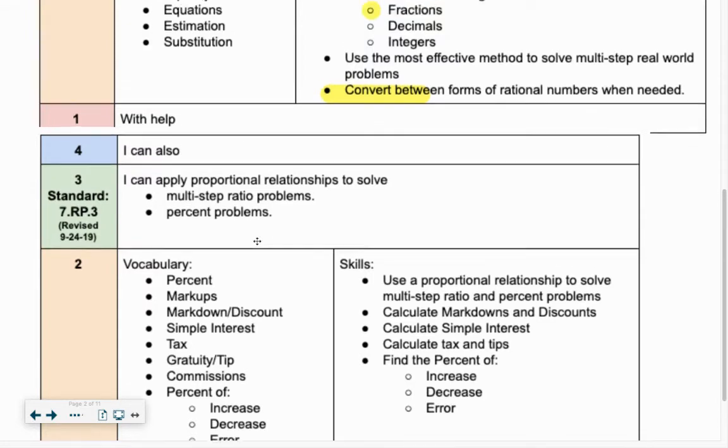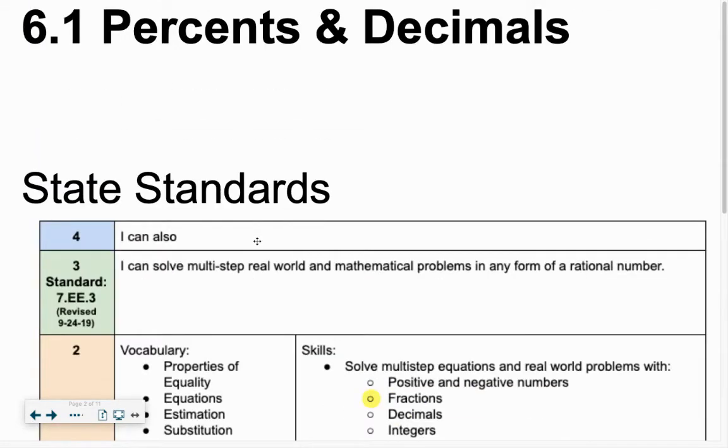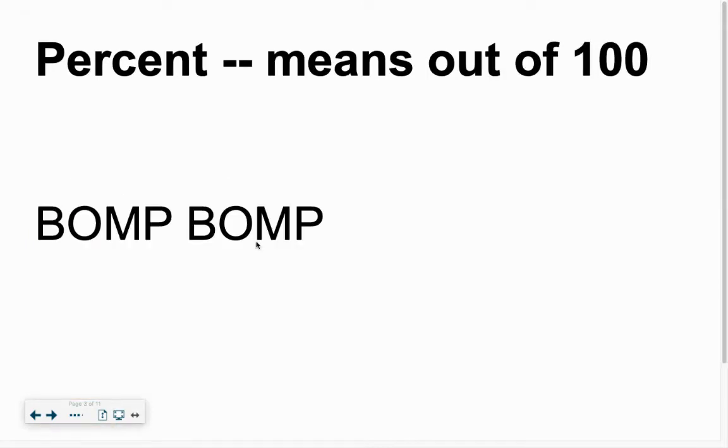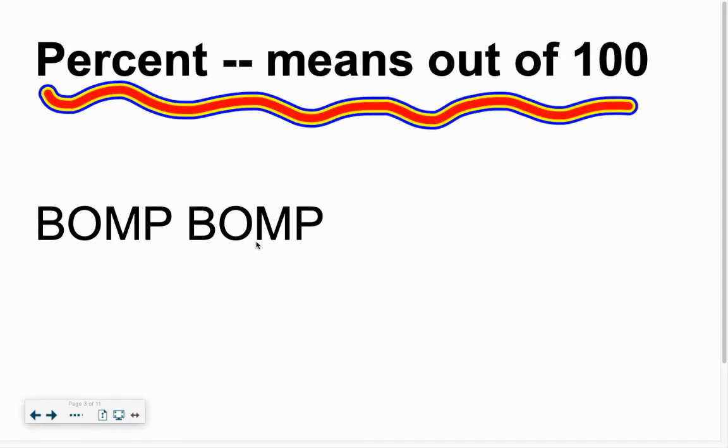So the context of today's lesson is foundational. It's very important that we must be able to do this correctly before we move on in this chapter. When we talk about percent, it means out of 100. So anytime we talk about a percent, it's out of 100. A 90%, 90 out of 100. A 27%, 27 out of 100.